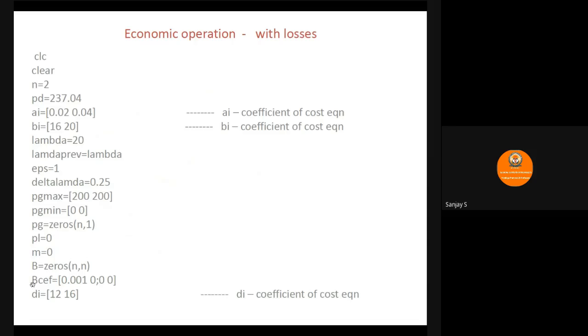Then BCEF is another variable used for the B coefficients that are given in the problem. So 0.001 0. In the second row you are having 0 0. That means since two plants are there in the system, B11, B12, B21, B22 are there. And again now we are also calling for another coefficient of cost equation, which is D, which is 12 and 16, D1 and D2.